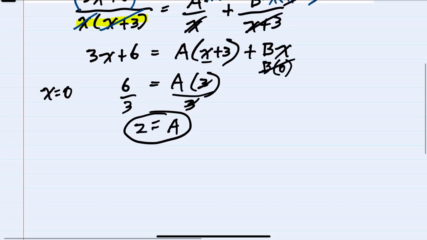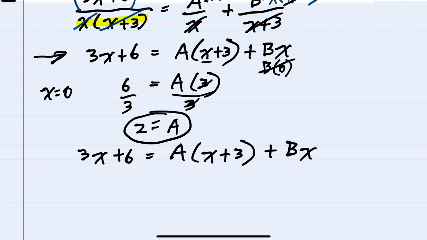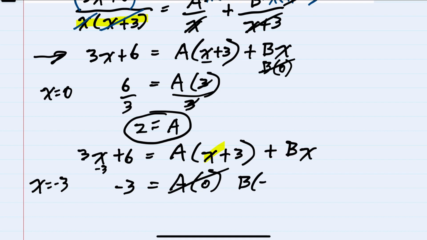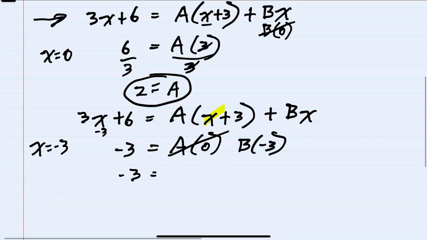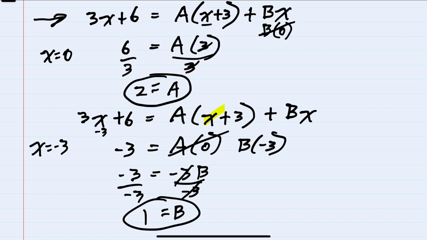And then similarly, from this same line, if I wanted to cancel the a term, this time I would choose x equals negative 3, which the left-hand side gives me negative 3 times 3 is negative 9 plus 6, a negative 3, equals a times negative 3 plus 3, which is a times 0. So we can see that that term is going to cancel. B times x, which we're saying is negative 3. Negative 3 equals negative 3b. So b is 1. We have a is 2 and b is 1.